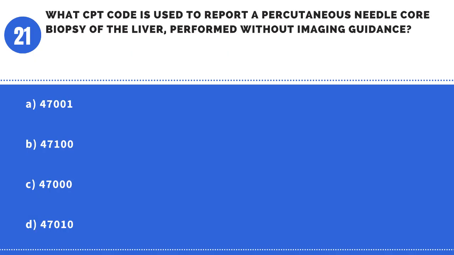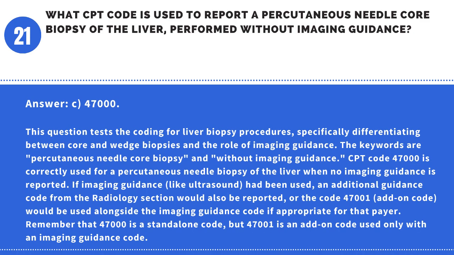Question 21. What CPT code is used to report a percutaneous needle core biopsy of the liver, performed without imaging guidance? A. 47001. B. 47100. C. 47000. D. 47010. Answer C. 47000. This question tests the coding for liver biopsy procedures, specifically differentiating between core and wedge biopsies and the role of imaging guidance.